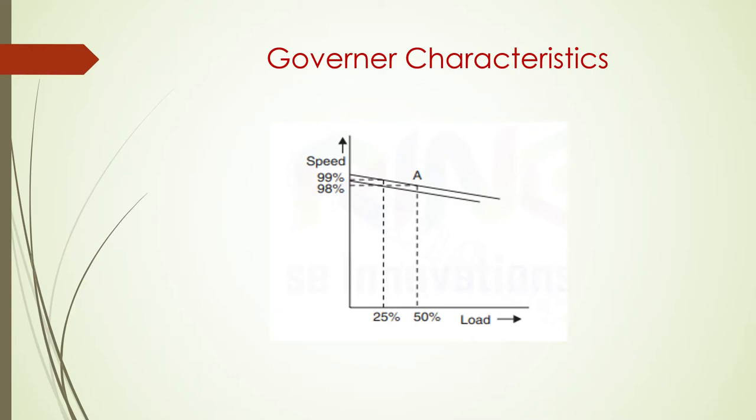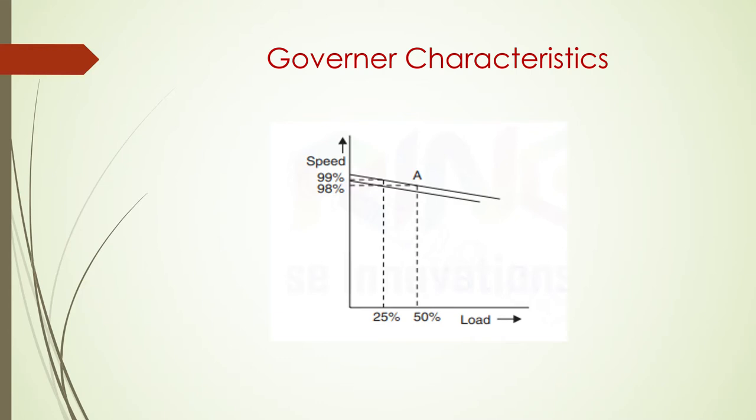This is the diagram showing the basic characteristics of a governor. With a given setting there will be a definite relationship between turbine speed and the load being carried by the turbine. On the y axis we are plotting speed and on the x axis we are plotting load. If the load carried by the turbine increases, speed will decrease. So they are inversely proportional to each other. As load increases, speed decreases.